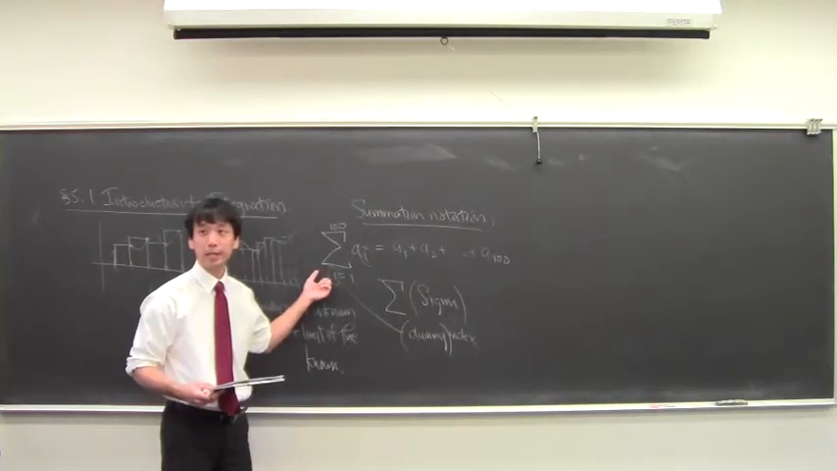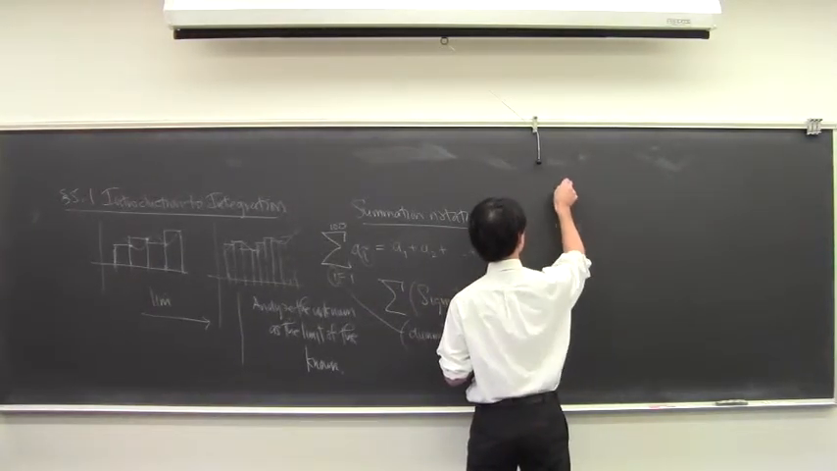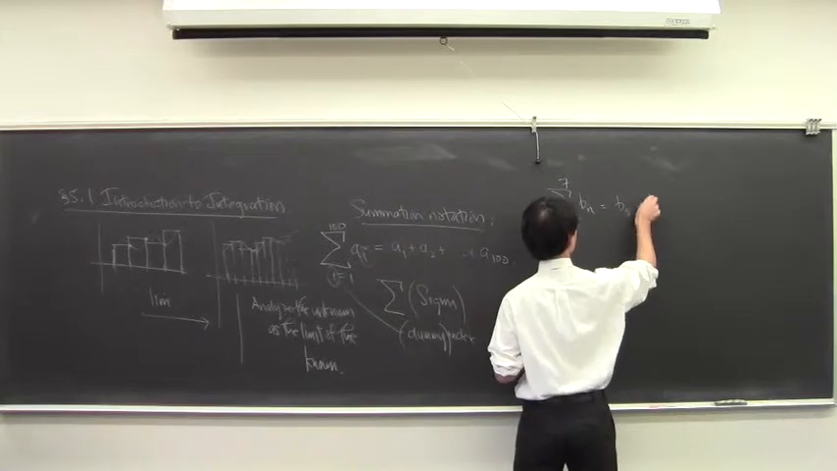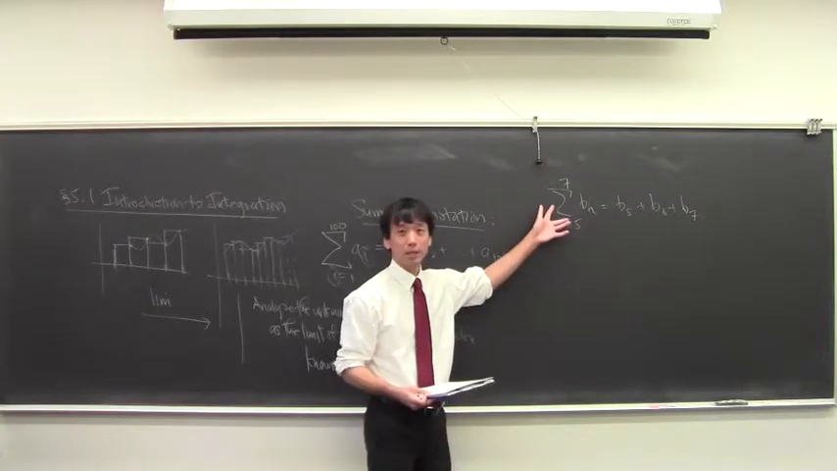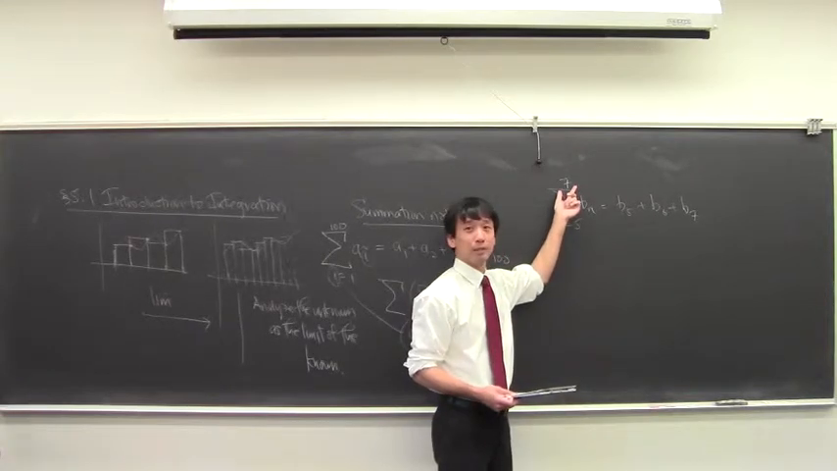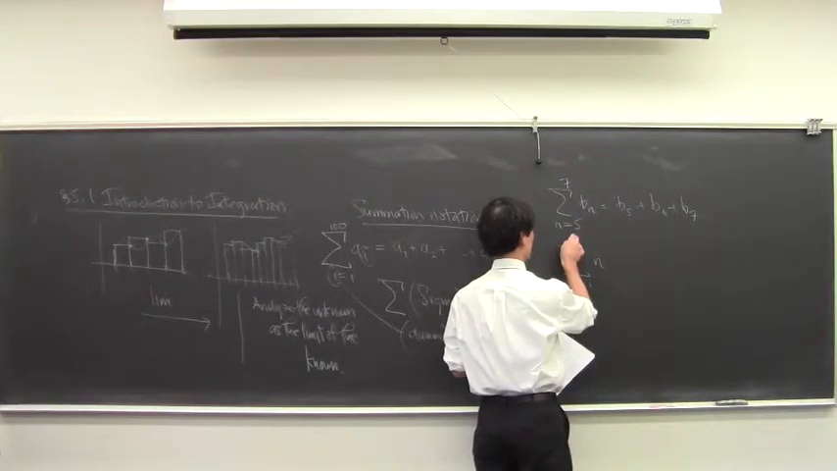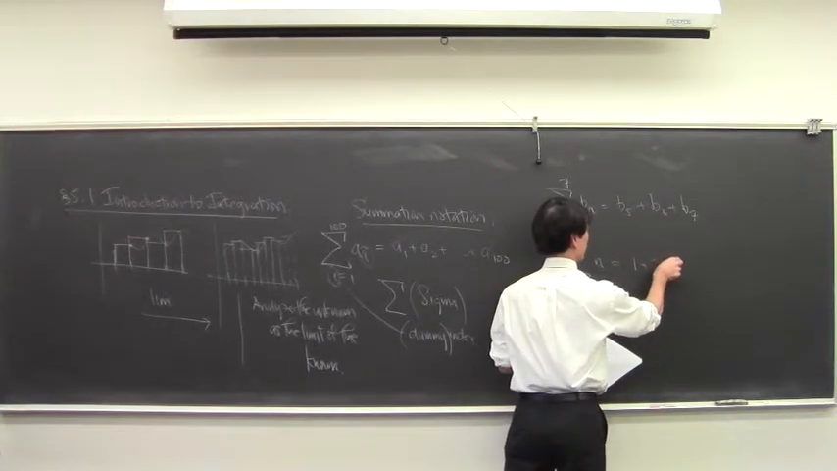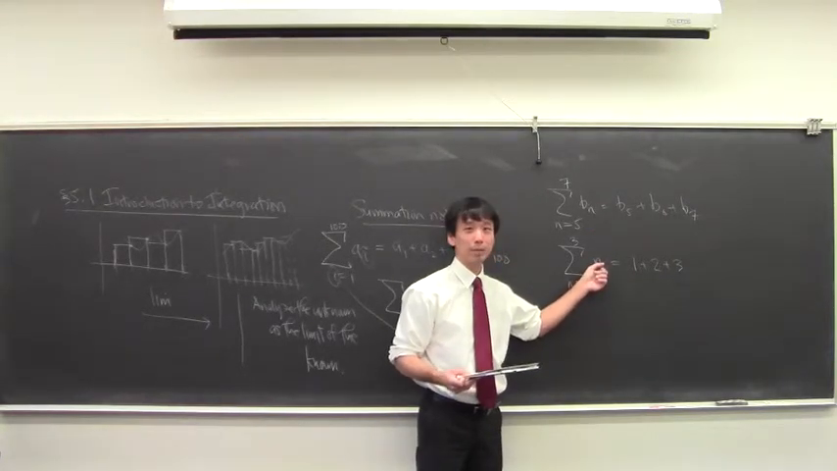You can use any letter for that. If I say the summation of bn from n equals 5 to 7, that would be b5 plus b6 plus b7. That's how you read this notation: the sum of the b sub n's from n equals 5 to 7. If I say the sum of n from n equals 1 to 3, well, that's going to be 1 plus 2 plus 3.